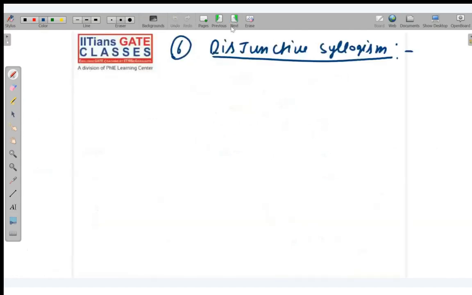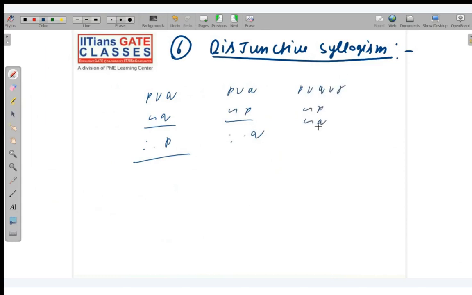Next is disjunctive syllogism. Disjunctive syllogism is: P or Q, not Q, therefore P. Similarly, you can say like this: P or Q, not P, therefore Q. And if you want to generalize, you can say P or Q or R, and you are saying not P, not Q, therefore R, and so on. You can extend it. I need not prove it.